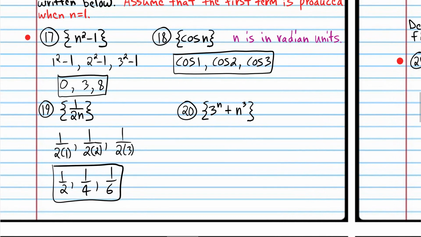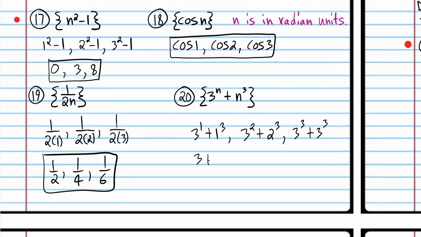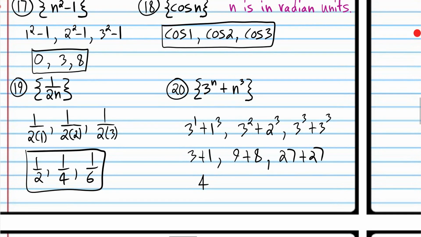Okay, let's try another one. So to find the first term, we plug in 1 for n. And to find the second term, we plug in 2 for n. And to find the third term, we plug in 3 for n. So we have 3 plus 1, 9 plus 8, and 27 plus 27. So the first term is 4. And the second term is 17. And the third term is 54.